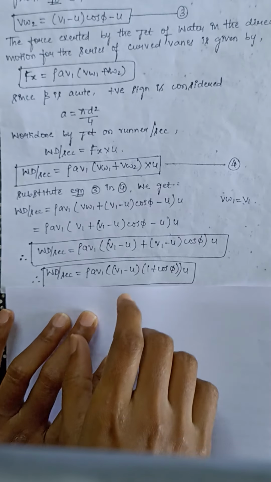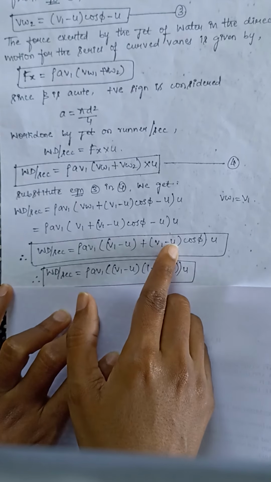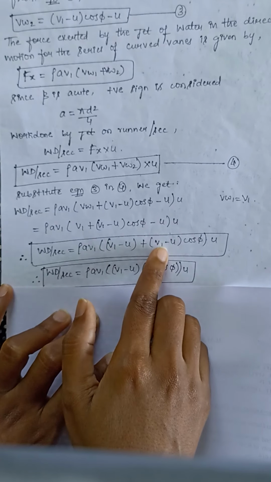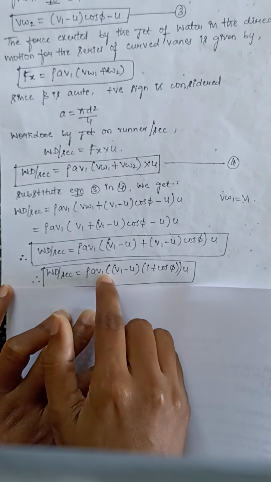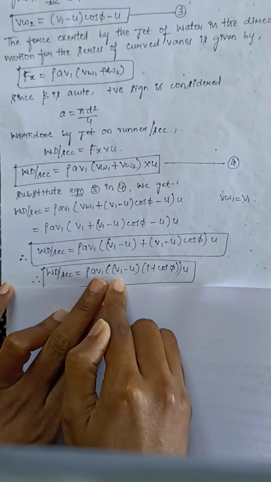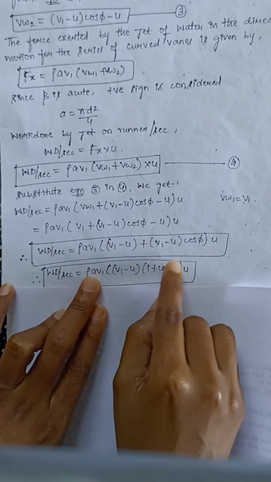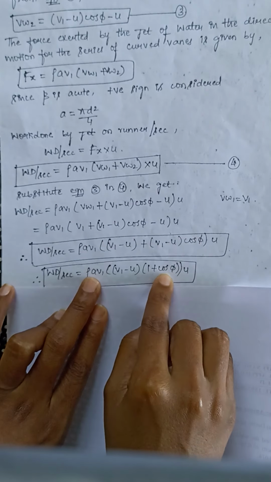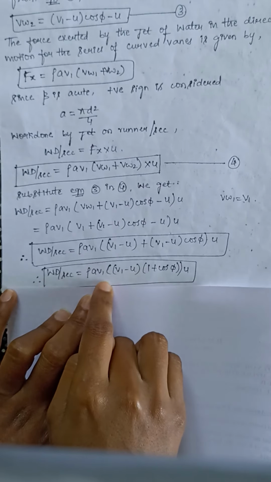Now, if you still want to simplify it, let us take V1 minus u common from these two. On taking V1 minus u common, we will get the equation as rho A V1 into (V1 minus u) taken common. So, if we take it common, the remaining will be 1 here, plus from this the remaining is cos phi, into u. So, this is the equation of work done per second.